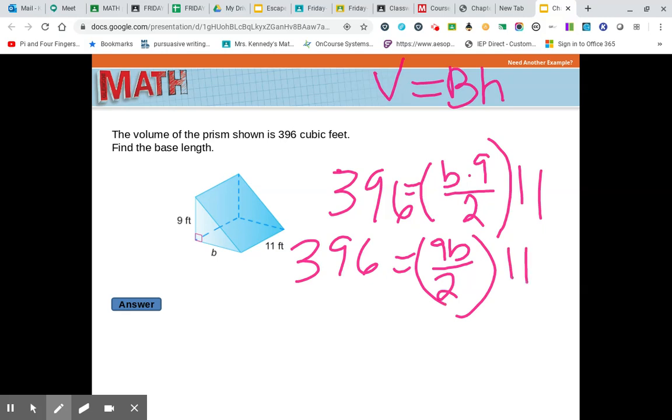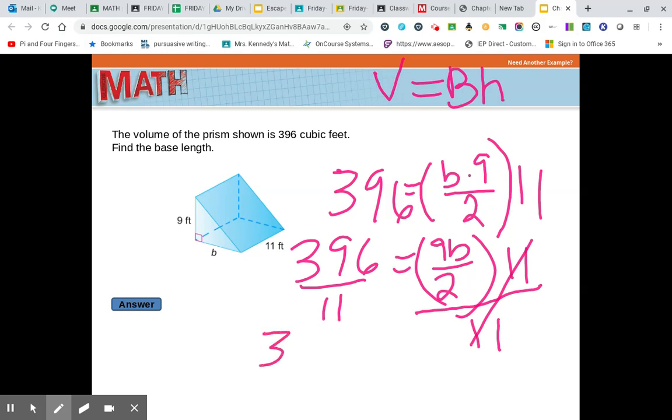Now we want to get rid of this 11 to start off with. So the opposite of multiplication is we're going to divide this by 11 to get rid of that. I'm going to run out of room on my little screen here. We're going to get out our calculator. 396 divided by 11 is... Really? Oh, look at that. It's 36.